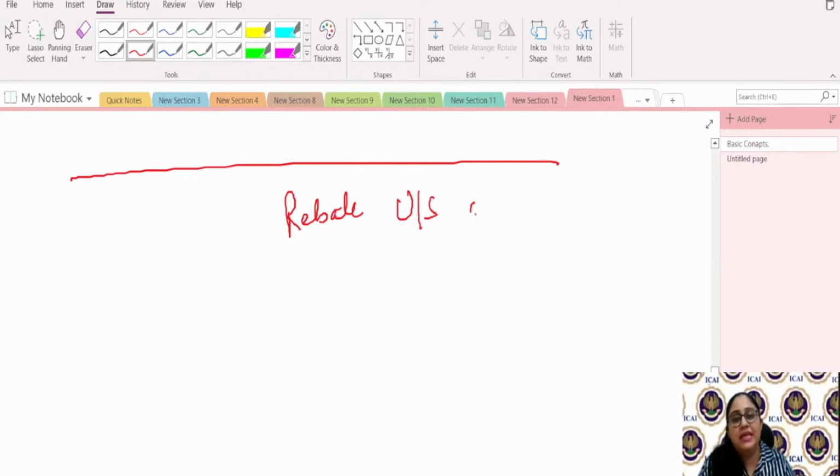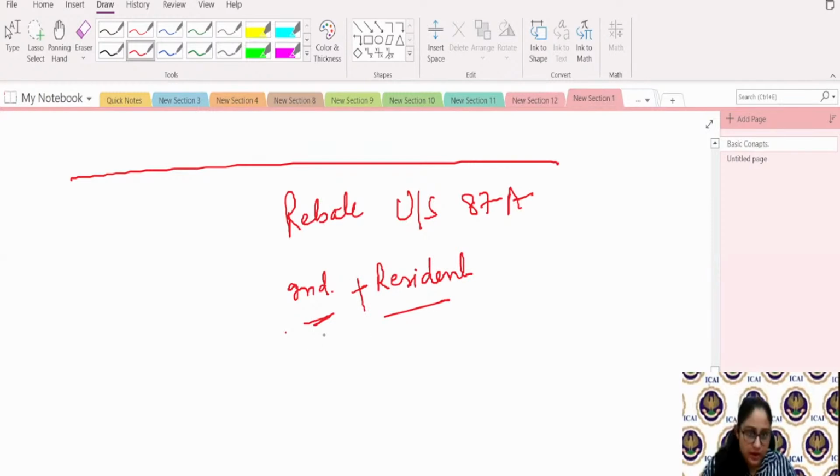under Section 87A. So this is a concept of rebate which is there only and only for the individual resident. This is not for HUF, this is not for AOP, this is not for non-residents, this is only for individuals who are resident.